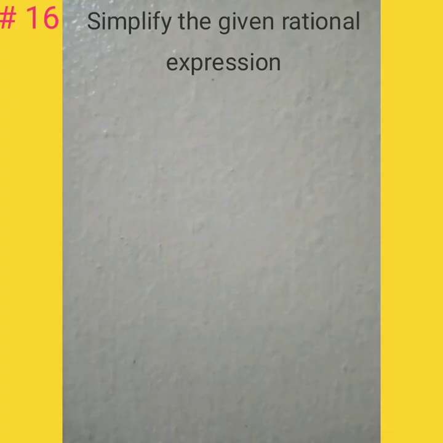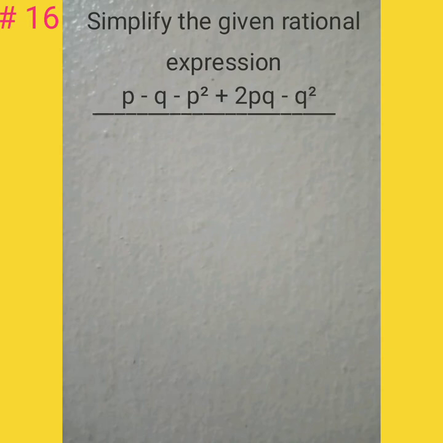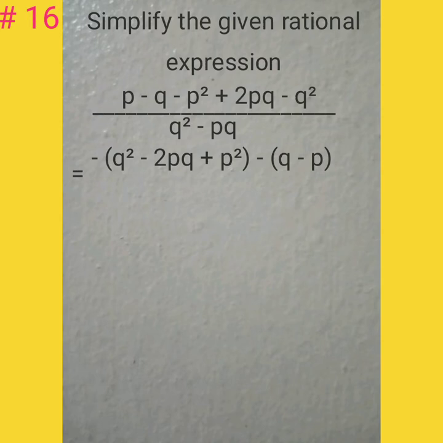Simplify the given rational expression: (P - Q - P² + 2PQ - Q²) all over (Q² - PQ). By grouping, the numerator will be -(Q² - 2PQ + P²) - (Q - P), all over Q times the quantity of Q - P.